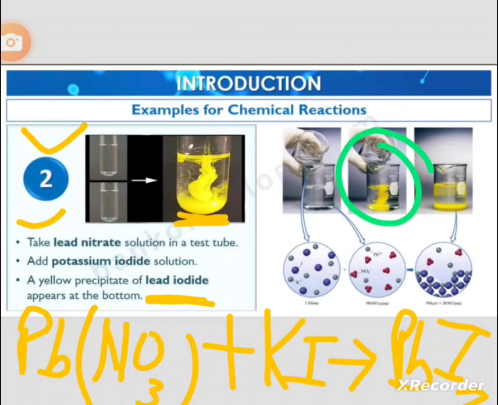So now I hope it's clear to everyone. These are examples of a chemical reaction. What is going on here? When the two reactants react, there is a formation of new substances that are called products in this reaction. And in this reaction, there is a formation of yellow colored precipitates.